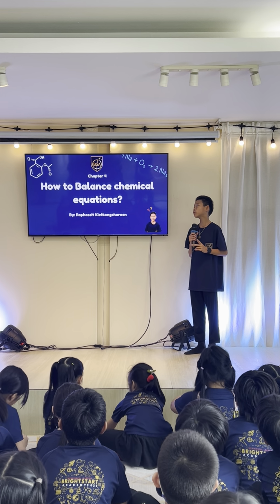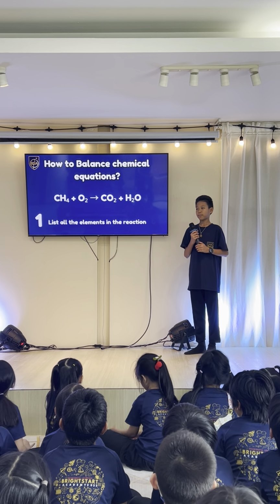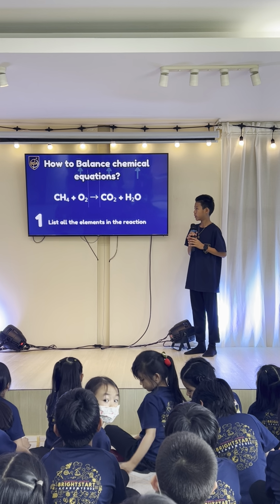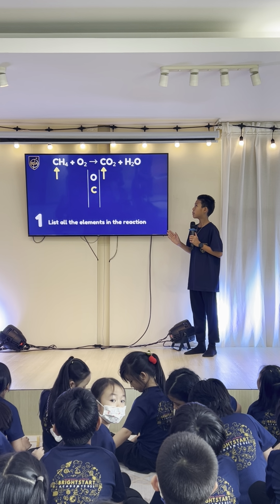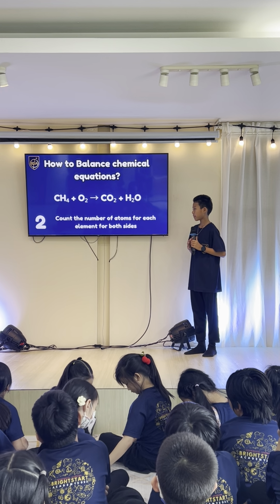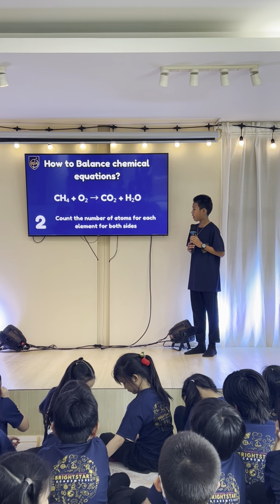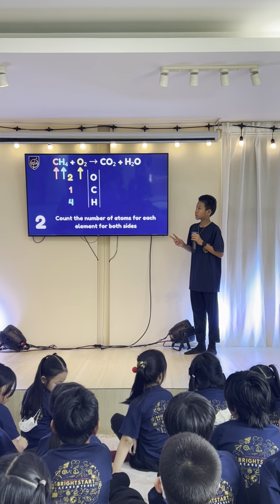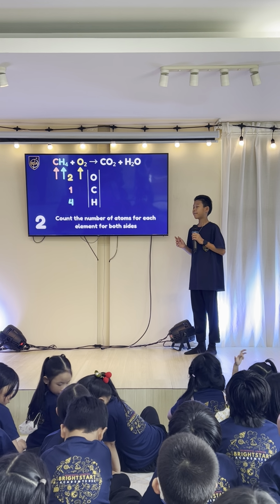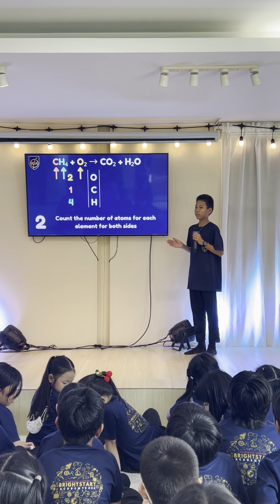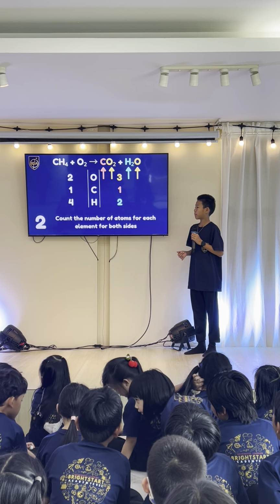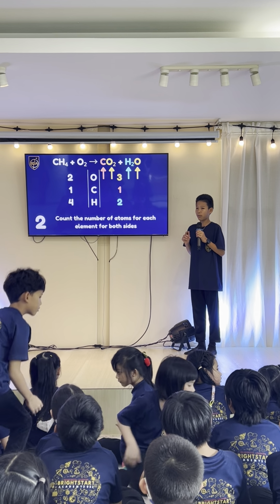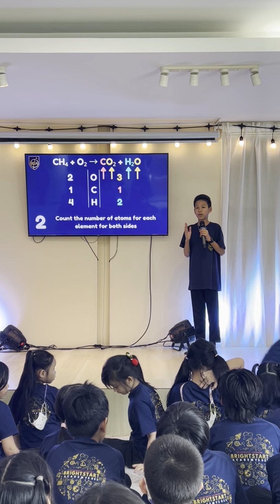Now let's talk about how to balance chemical equations. First, we need to list all of the elements in the reaction. Here we have oxygen, carbon, and hydrogen. Next, we need to count the number of atoms for each element on both sides. We have 2 atoms of oxygen, 1 atom of carbon, and 4 atoms of hydrogen on the reactant side. On the product side, we have 3 atoms of oxygen, 1 atom of carbon, and 2 atoms of hydrogen.